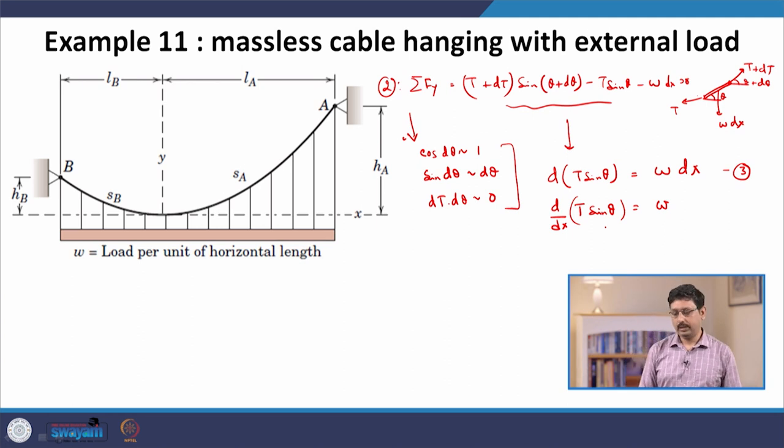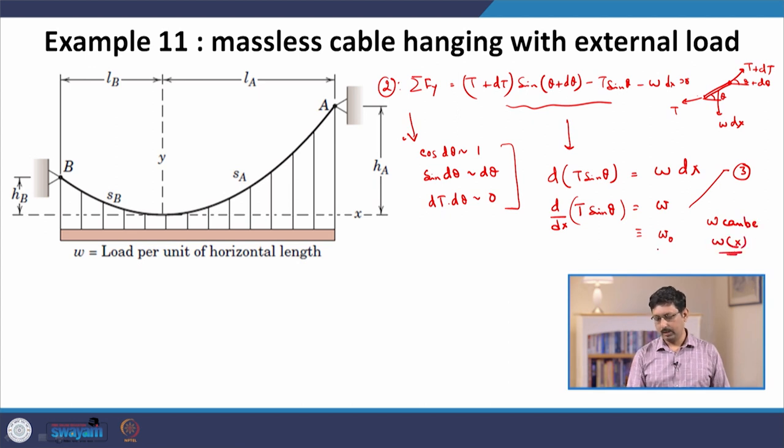Now, let us reflect on what we have done so far. We have applied the force balance conditions and we got equation 3. Now, in the given problem, it is given that this W is constant. So, to emphasize that, let us call it W naught, but note that in general W can be a function of x. But in this problem, W naught is constant, a constant force load applied per unit length.